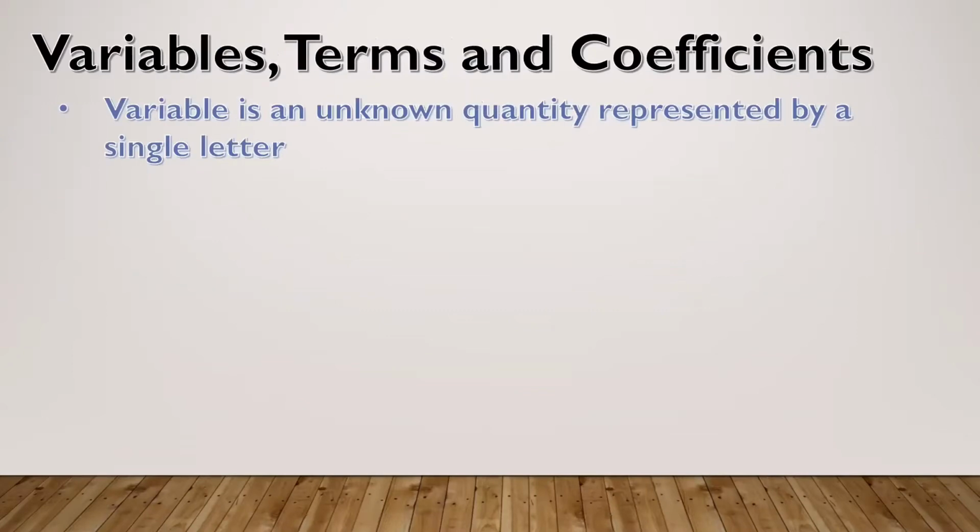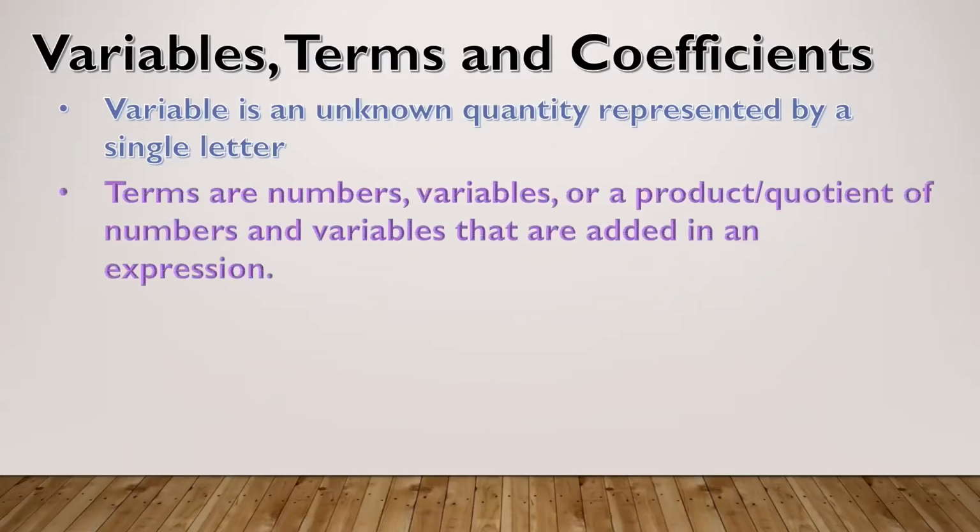Variables, plain and simple, is something we don't know. We are going to work with a lot of variables this school year. It's just an unknown quantity, and we use a single letter to represent that unknown. Terms are numbers, variables, or a product or quotient of numbers and variables. So variables that are added in an expression are what we call terms. Okay. So we're going to go more into detail about how to classify terms.